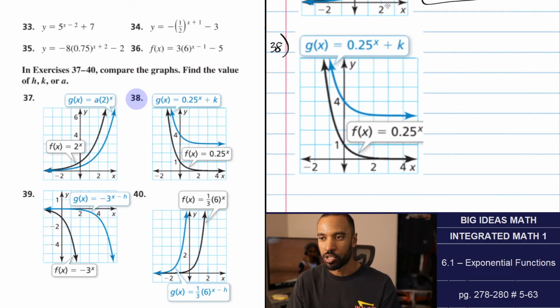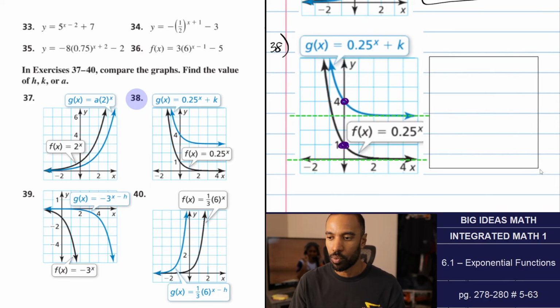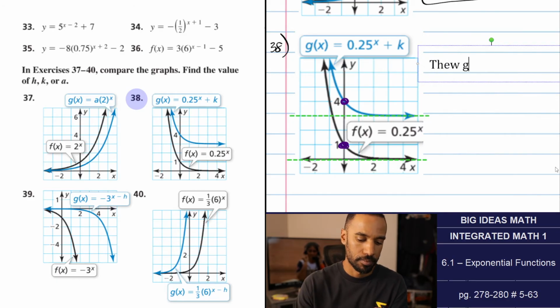Now, the original parent function is 0.25, which is 1/4. That's why it's decaying. It's dividing by 4, dividing by 4. But here you can clearly see you go from a horizontal asymptote at the x-axis to a horizontal asymptote at y equals 3. That is a shift of 3 up, and if there's no other way to tell that, it's by the y-intercepts. The y-intercept is still 1 up from here, no change, but you can see everything shifted 3 up from before. So the graph of G is a vertical translation 3 units up from F.